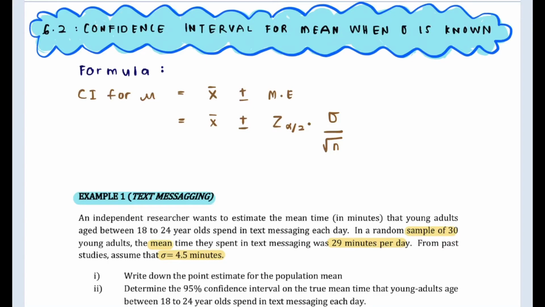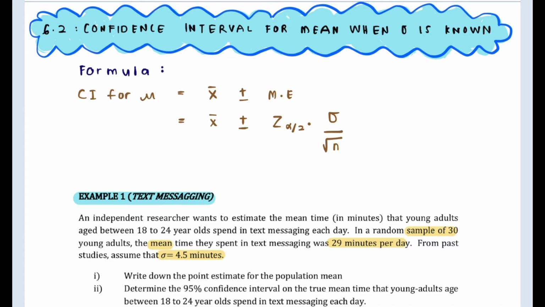Bismillahirrahmanirrahim. The second subtopic is the confidence interval for mean when sigma is known. So you have looked at the formula just now, which is CI for mu, or CI for mean, equivalent to point estimate plus minus margin of error. The point estimate here is x bar, and the margin of error is z alpha over 2 times sigma over square root of n. So you will use this formula to find CI.